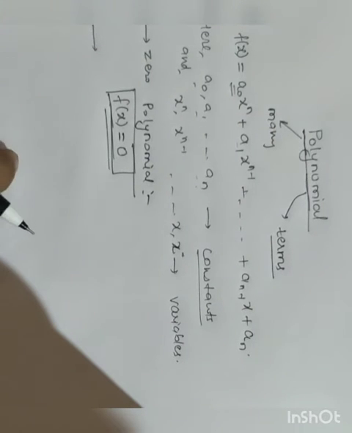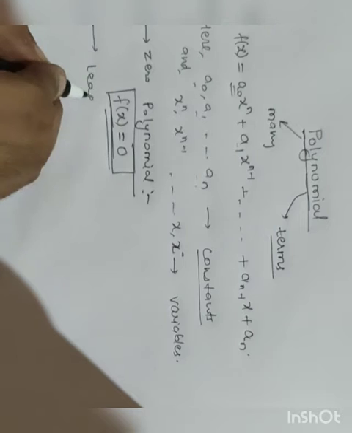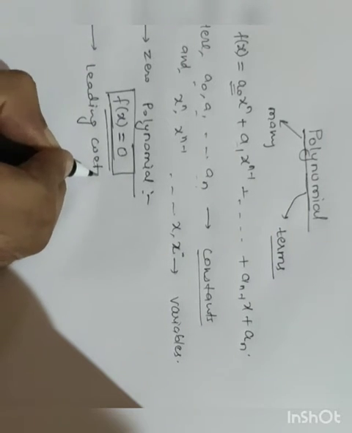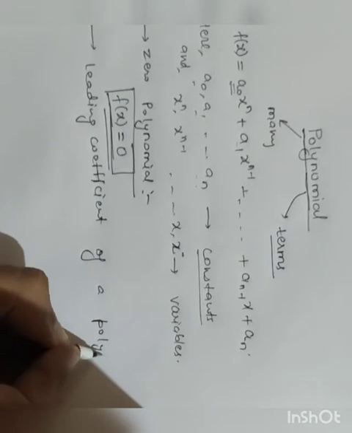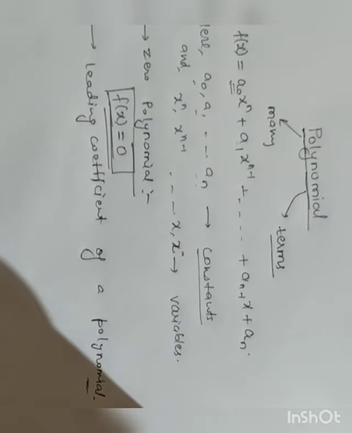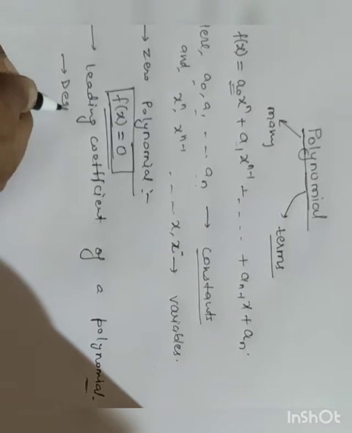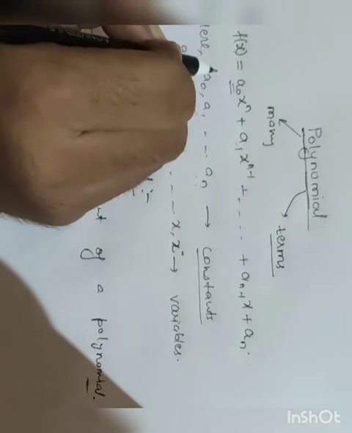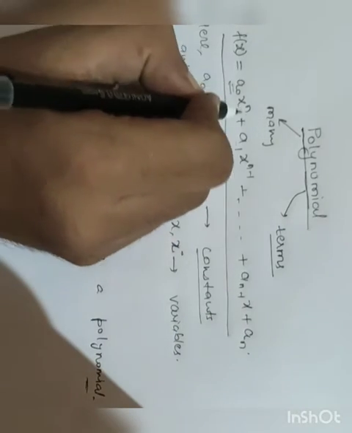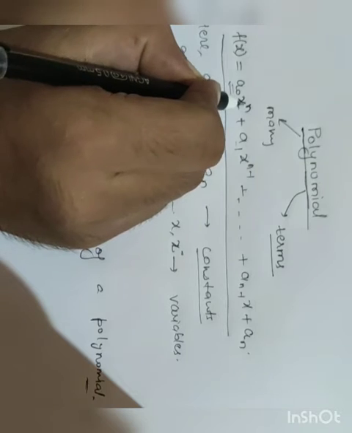There is one term called the leading coefficient of a polynomial. Before understanding that, there is a term called the degree of a polynomial. So what do we understand by the degree of a polynomial? The degree of a polynomial is the highest power of x. Let's say this is the polynomial f(x). What will be the degree? The degree of the polynomial is n because the highest power of x is n.